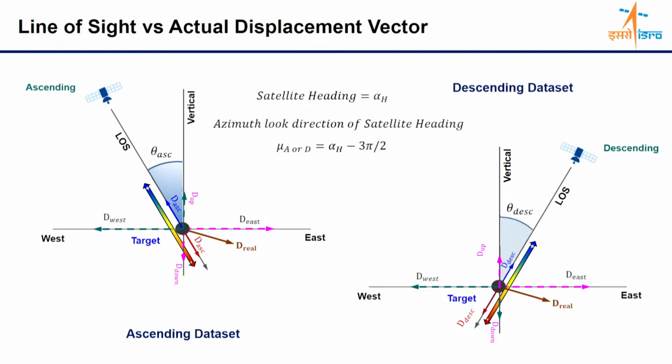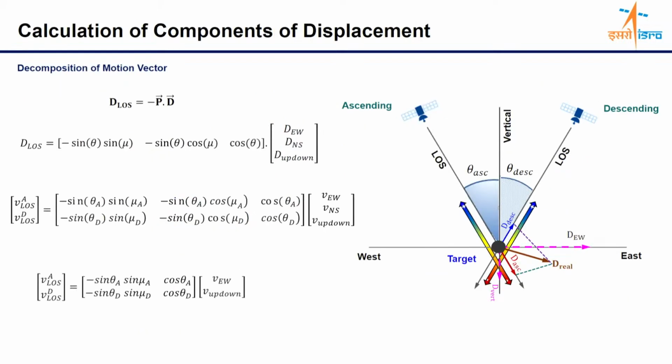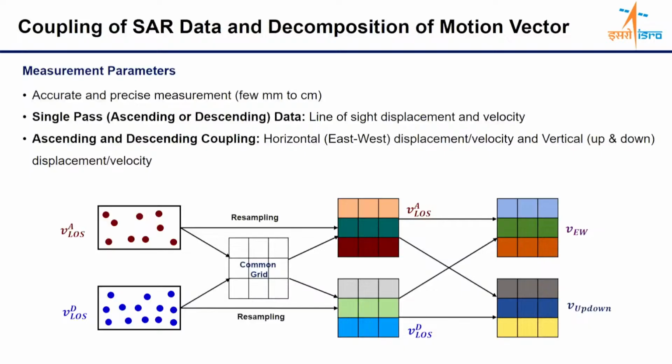Okay. And if you are sure the motion is not only in one plane or one direction, but in all three directions, then it is not possible to get all three directions. Only two directions you can calculate, east-west and up-down. That is only possible by combining the line of sight outputs of both the ascending and descending passes. Okay.